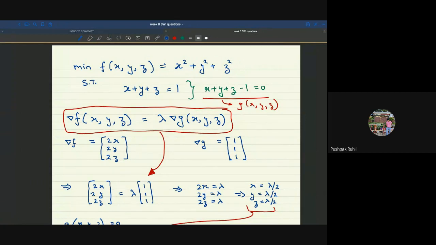Understood? Yeah. All right. So apart from this, what if we have an inequality constraint? Then in that case, what are the steps? If you have an inequality constraint, what could it be? It could be something like g of x less than 0. In that case, lambda will also be an inequality value.